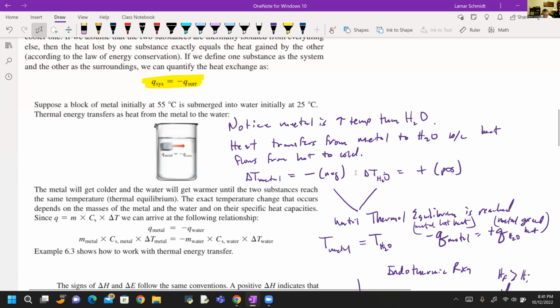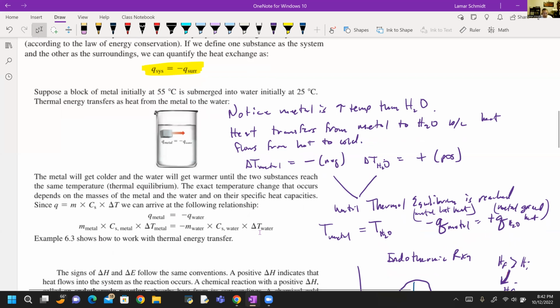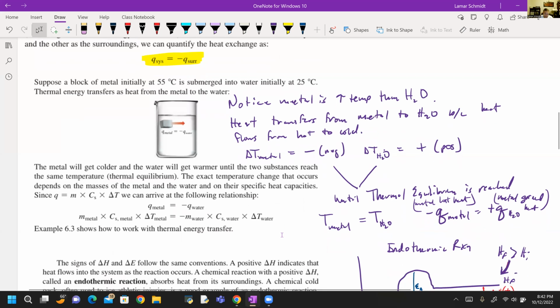So what we see here is this is going to occur. Metal is going to lose, water is going to gain until when? Thermal equilibrium is reached, right? The metal loses heat. It has a negative Q. The water gains heat. Water gains heat. And so it has a positive Q. All right. And so that's what we would see there.